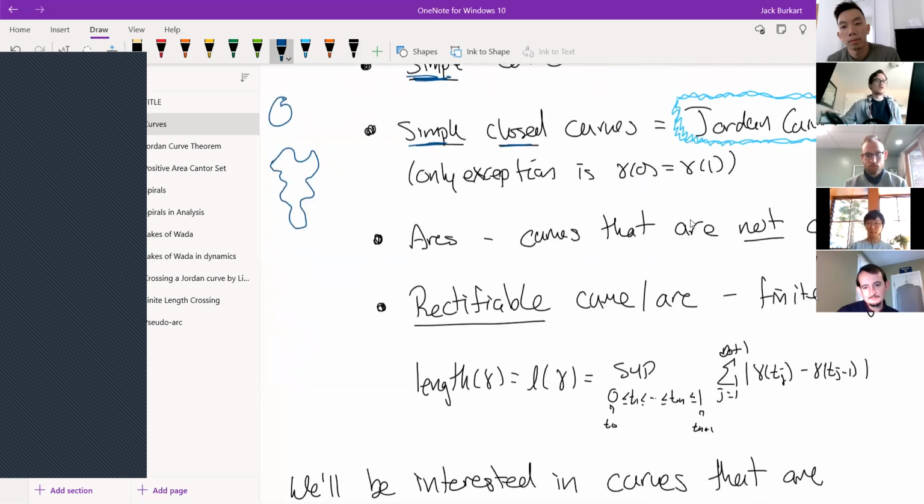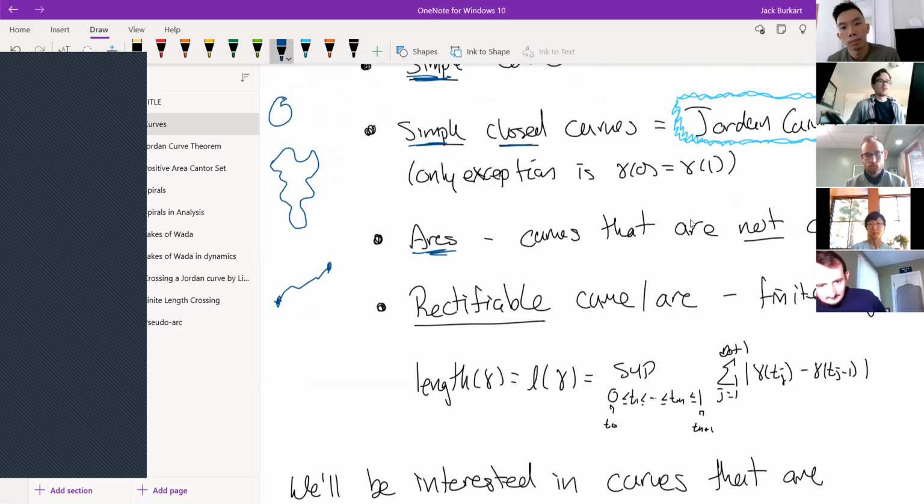Some other vocabulary that I'll be using is an arc. Arcs and curves are not really different, but when I think of an arc, I think of something that has a distinct start point and end point. It doesn't necessarily go back to itself. So when I say arc, I always mean a curve that is never closed. Its endpoints are always going to be distinct. That's what I'll refer to as an arc.